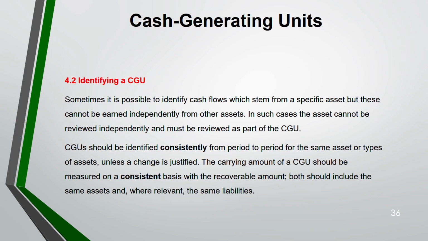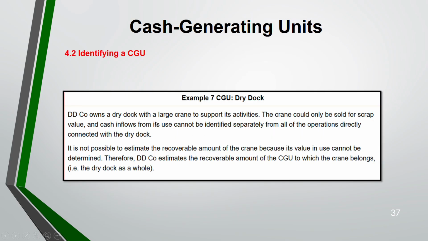CGUs you have to identify consistently from period to period for the same asset or type of assets unless a change is justified. The carrying amount of the CGU should be measured on a consistent basis with the recoverable amount, and both should include the same assets as well as the same liabilities if relevant. Now let us see the two examples.